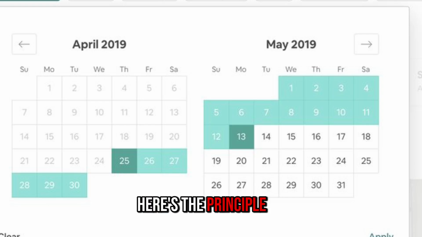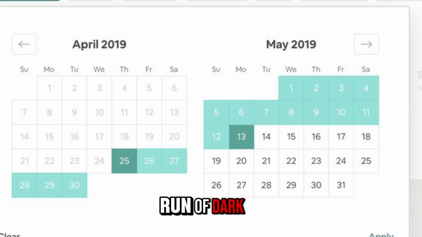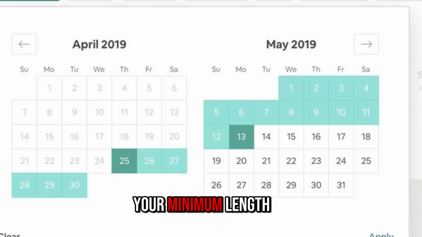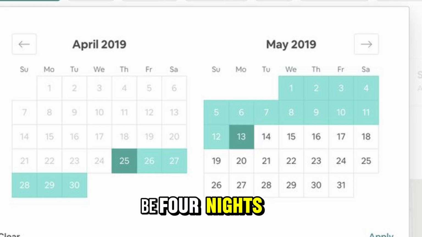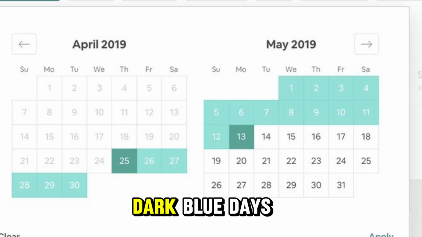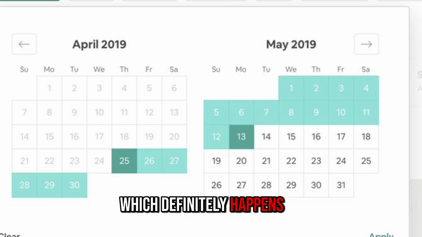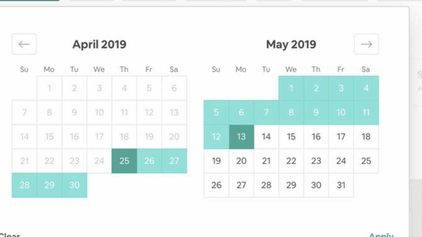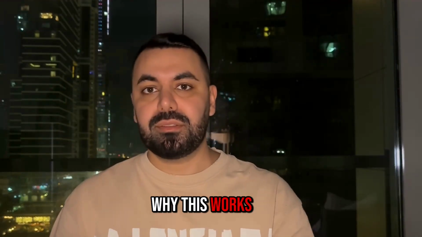Here's the principle, and this is important, so pay attention. If you see a 5-day run of dark blue high-demand days, your minimum length of stay should be 4 nights. If you see a 3-day run of dark blue, a 2-night minimum is fine. If you see 7 or more dark blue days in a row, which definitely happens in Dubai around major events, consider a 5-night minimum. Let me explain why this works.